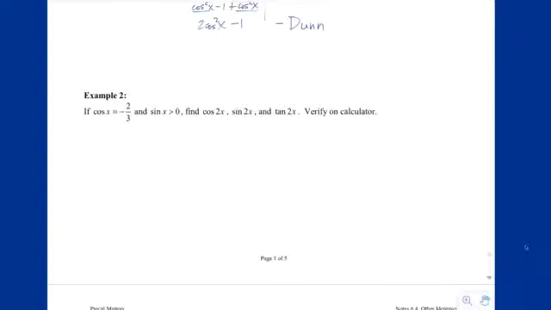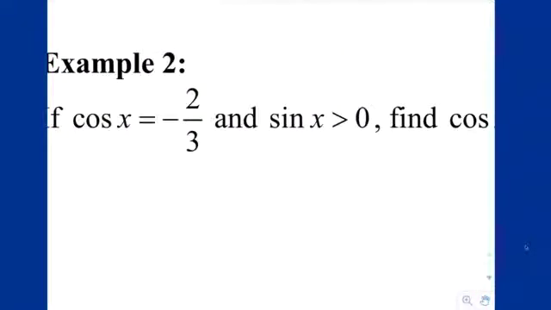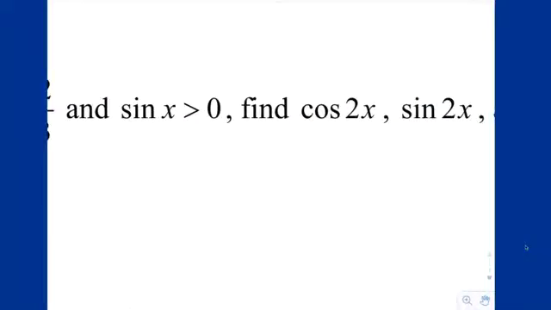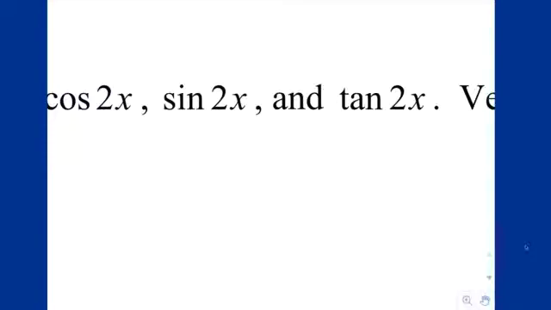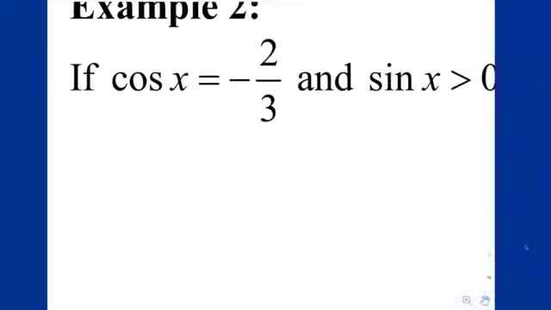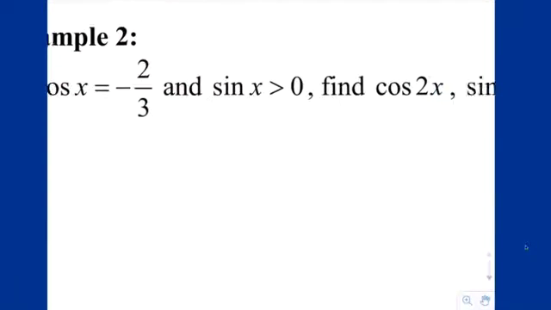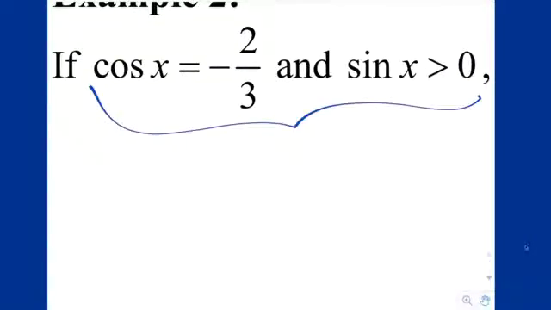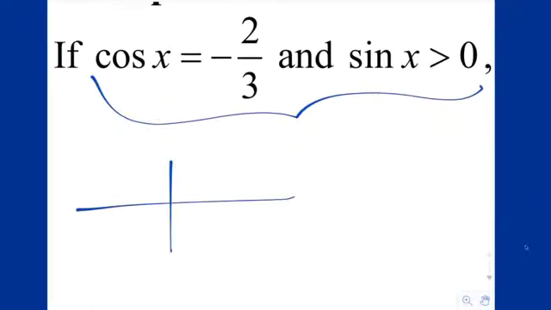Okay, let's look at example 2 then. Cosine of x is negative 2/3, and sine of x is positive. So this is kind of like a modified 2 clues problem. We want to find cosine of 2x, sine of 2x, and tangent of 2x. Well, in the past, I might have just asked you for sine of 1x, tangent of 1x. So the first thing we need to do is, like we would normally do, figure out where x lives based upon the 2 clues. So let's go ahead and draw a little picture.